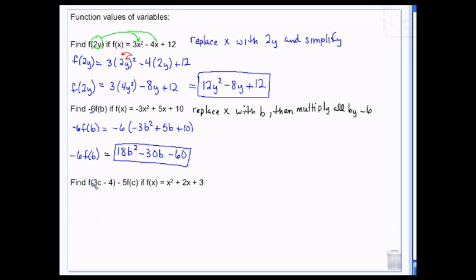Okay, so this one is one of the most complicated you'll get. It will be like this, and there are a couple different things going on. I have f of 3c minus 4 minus 5f of c. So I actually have two parts happening here. I'm going to do this part in red, and I'm going to do this part in blue. So hopefully that'll help. So in the first part, I'm replacing x with 3c minus 4. In the second part, I'm replacing x with c, and I multiply everything by negative 5.